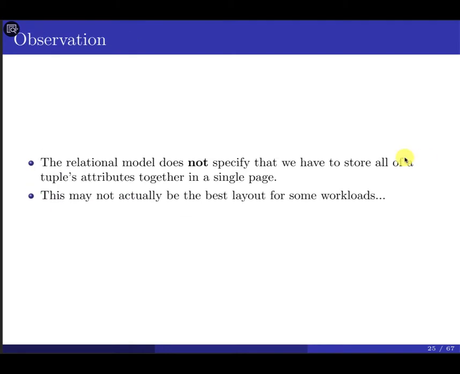Let me give you an example. By the way, when we talk about the relational data model, that's an excellent thing, because in the relational data model, when you study it, they didn't specify that all the tuple attributes belonging to one relation must be stored together on a single page. They didn't say anything, right?